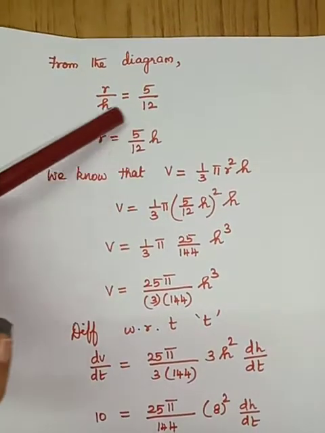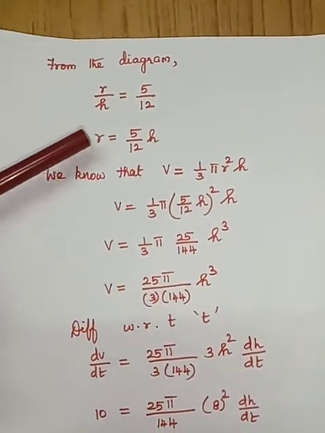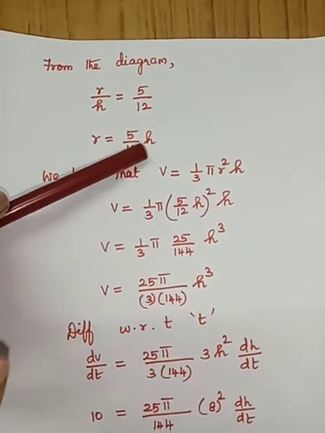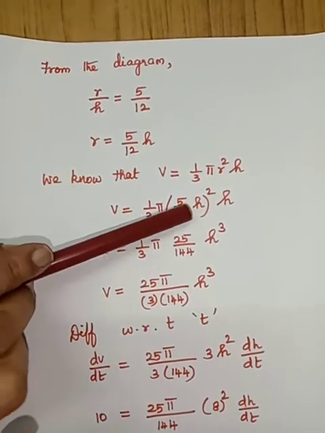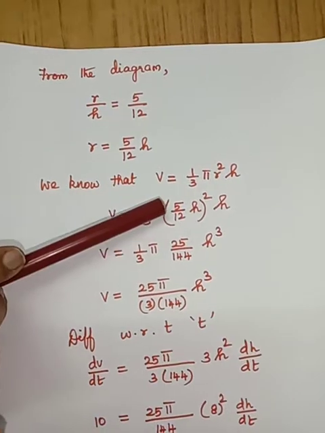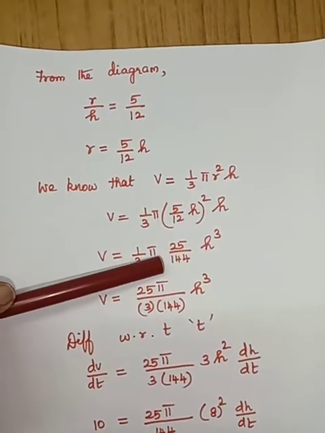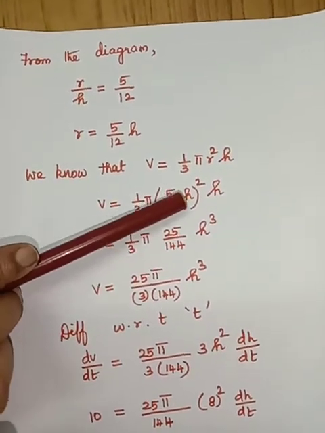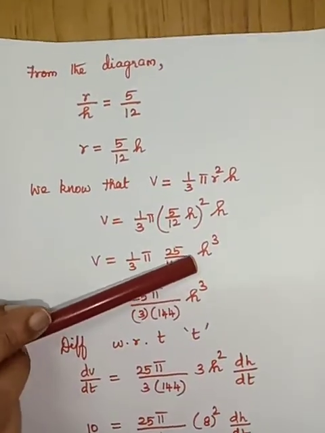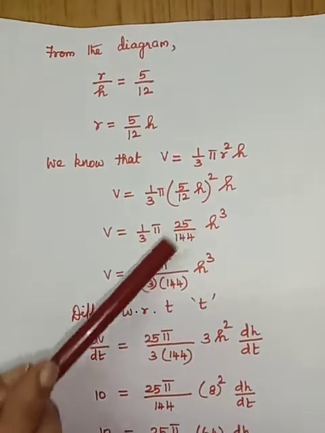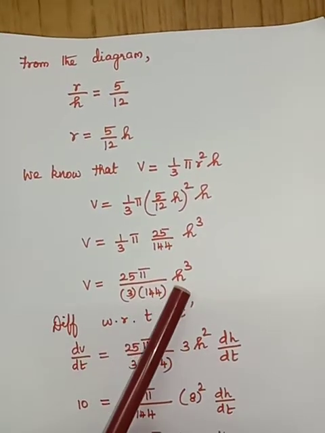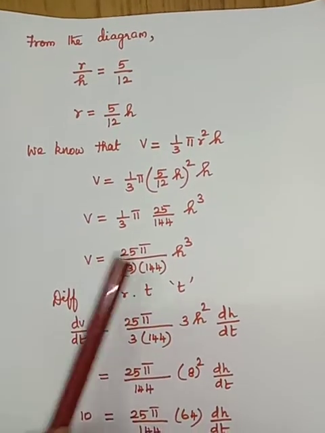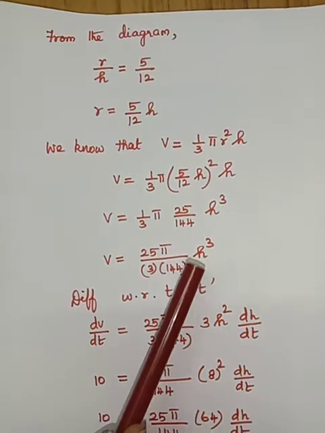So that's why here we have found the relation R in terms of H. In the place of R you are going to substitute 5 by 12 into H the whole square. When you square it, it is 25 by 144 into H square. H squared into H is H cube. So in the numerator is 25 pi divided by 3 into 144 H cube. Now your volume is depending on a single variable H.